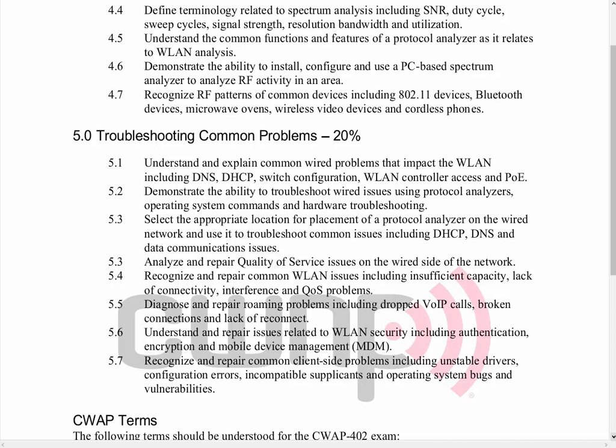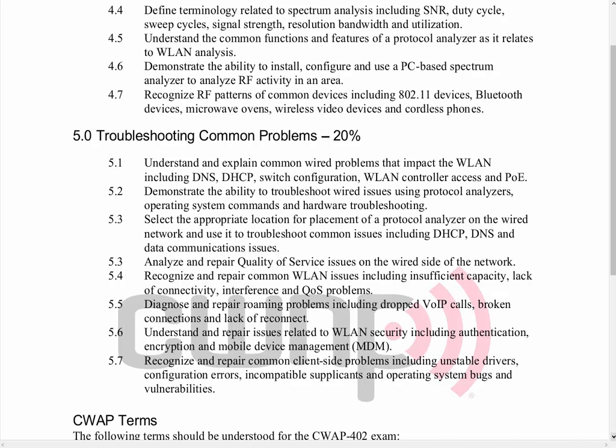Sub-objective 6, understand and repair issues related to wireless LAN security, including authentication, encryption, and MDM. So when it comes to security, do you understand the authentication process enough and how encryption is implemented so that you can actually analyze and understand when it's not working? And then finally, sub-objective 7 is to recognize and repair client-side problems like unstable drivers, configuration errors, incompatible supplicants, and operating system bugs and vulnerabilities. So these are all issues that you want to be able to recognize and repair when they occur.